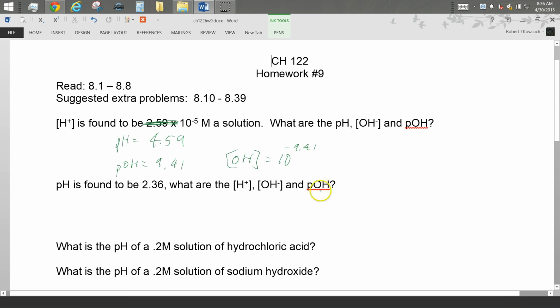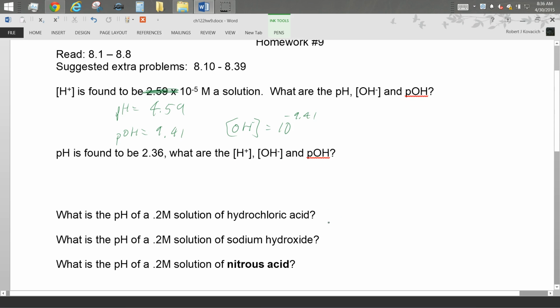All right, so this time I've got a pH. And if I've got a pH, I can get a pOH. My pOH is going to be 11.64. And that makes my hydrogen ion concentration 10 to the negative 2.36, and my hydroxide ion concentration 10 to the negative 11.64. Okay.